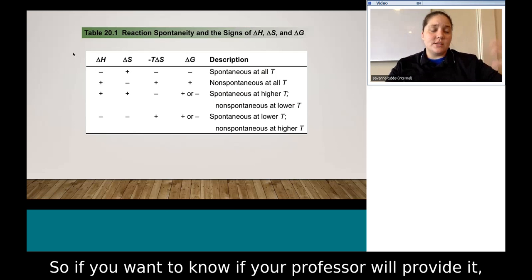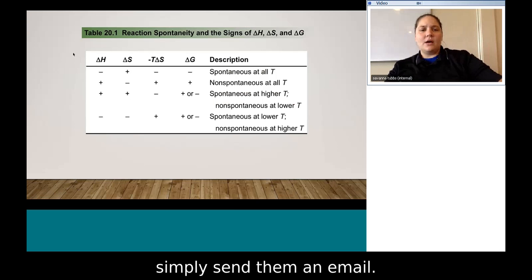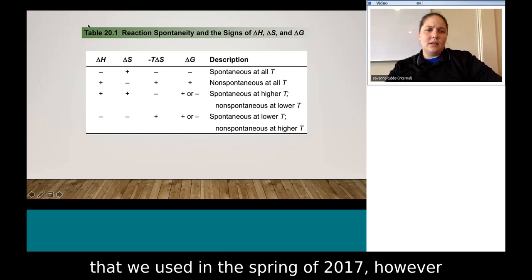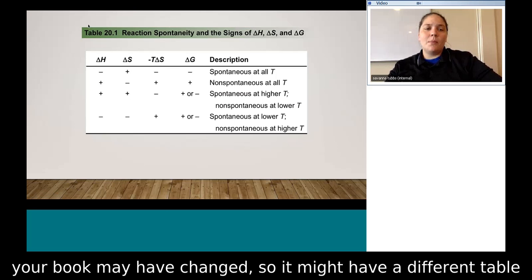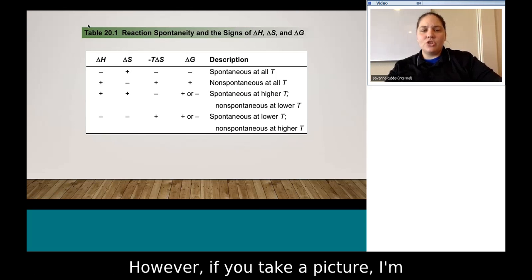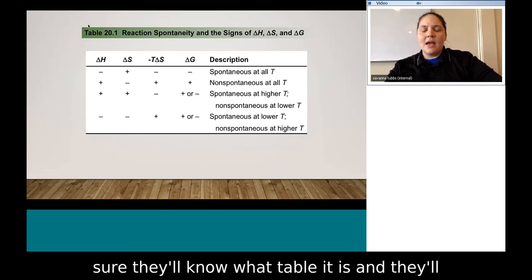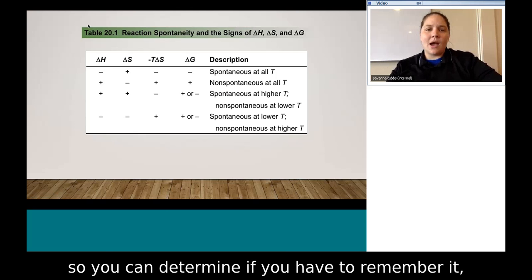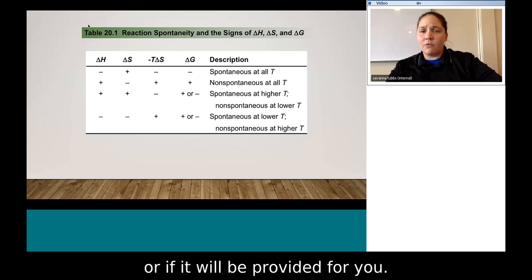So if you want to know if your professor will provide it, simply send them an email, tell them this is the table from the book that we used in the spring of 2017. However, your book may have changed, so it might have a different table number. However, if you take a picture, I'm sure they'll know what table it is, and they'll let you know whether or not they are providing it, so you can determine if you have to remember it or if it will be provided for you.